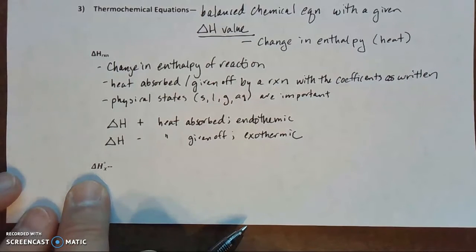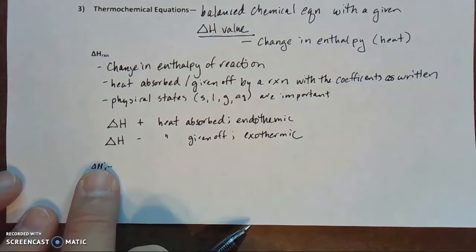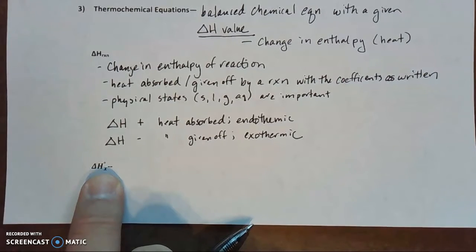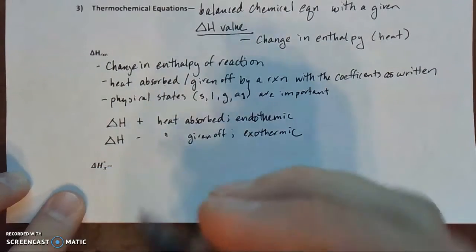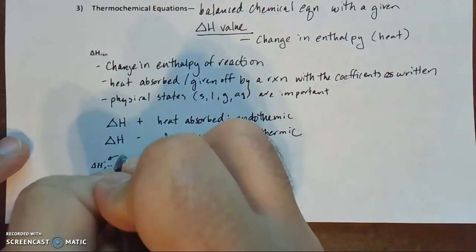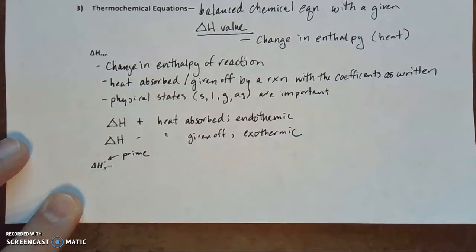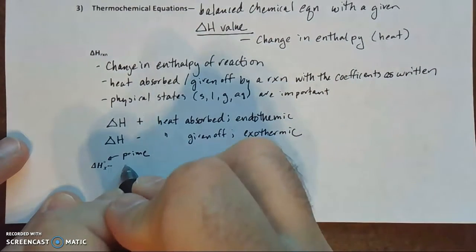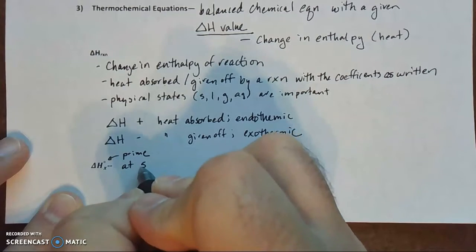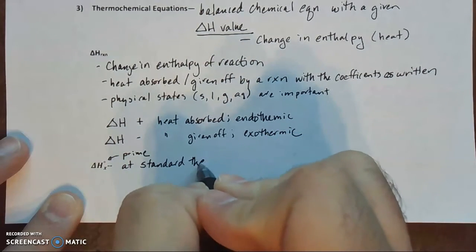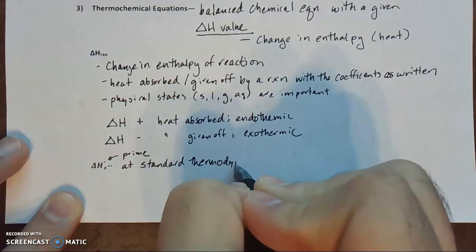Now, on this, we also might see a little degree sign as a superscript on the H. And the X there just stands for any subscript. It could be reaction. We're going to see other ones too. But that little degree reads as a prime symbol. So we'd say delta H prime sub X. This means that we are at standard thermodynamic conditions.